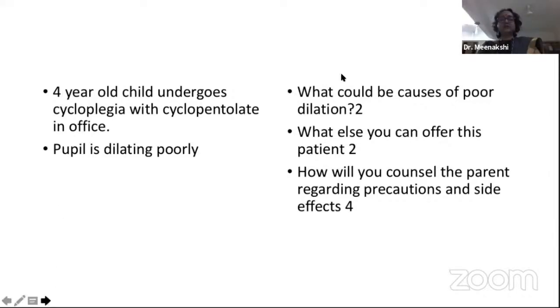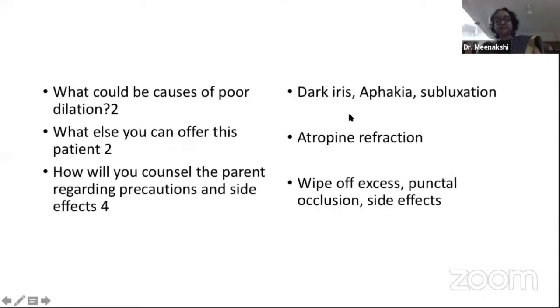So dark iris, really dark iris dilate poorly. Also, children who have subluxation, aphakia, they all dilate poorly. And the rest of the answers was okay. Side effects, please brush up. Whenever you are asked side effects of a drug, you have to talk about both ocular and systemic. That is how you will divide your answer, to be systematic so that you don't forget important side effects.